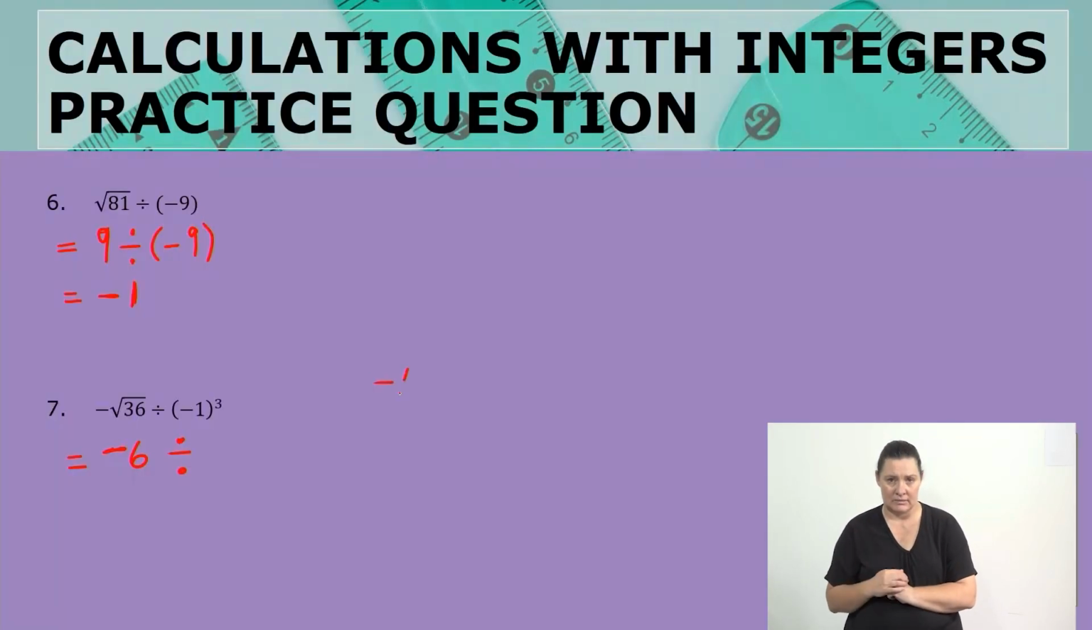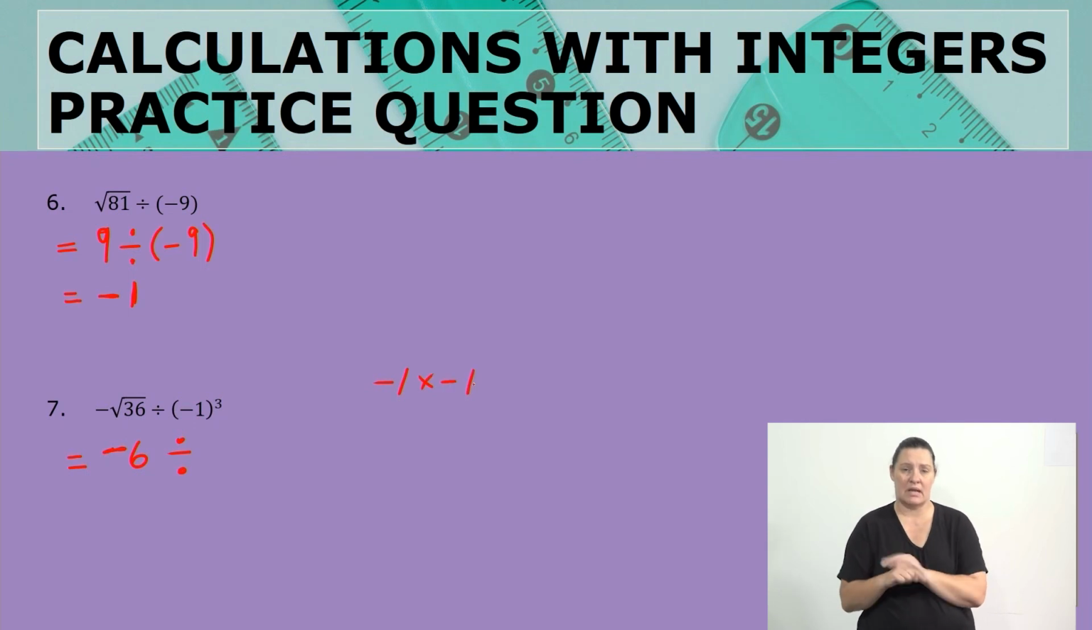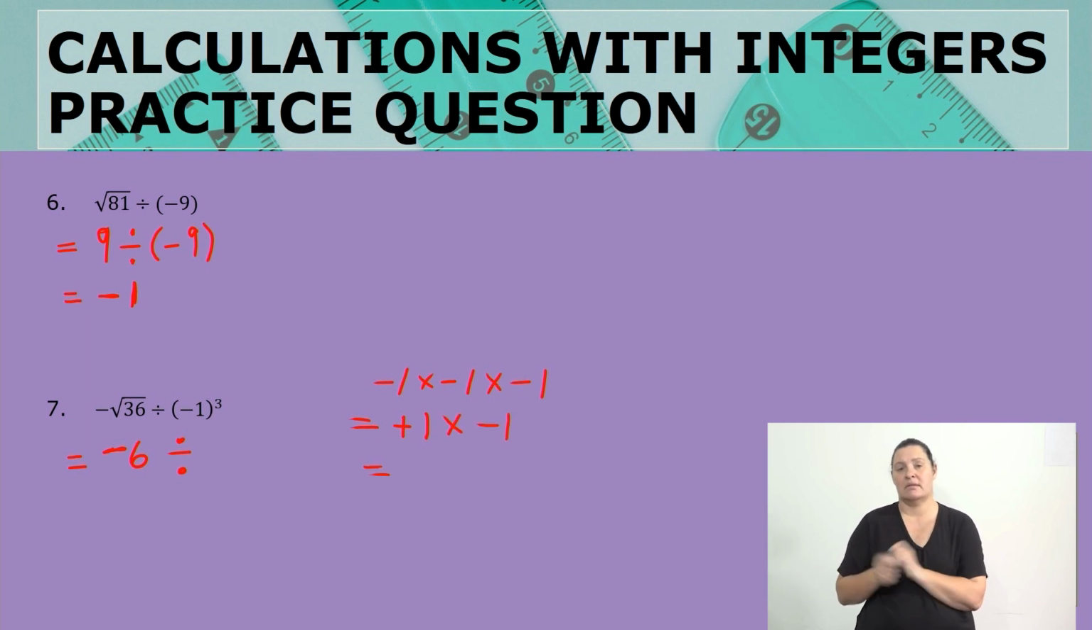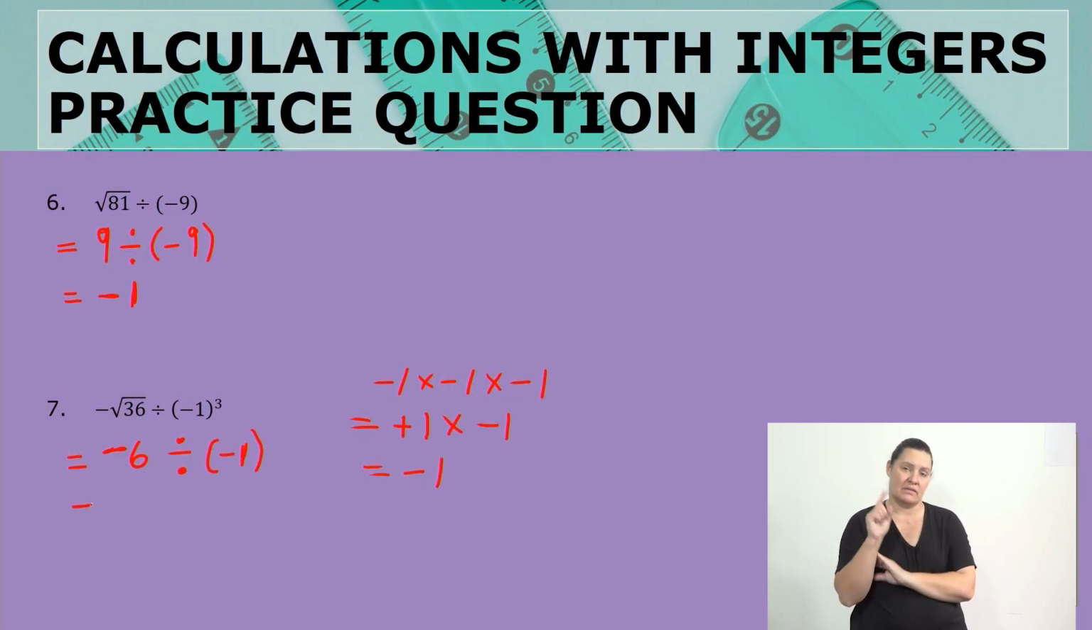It means that we are going to multiply negative 1 by itself twice. This is negative 1 multiplied by negative 1 multiplied by negative 1. Remember, we are going to start with the first two, which is a negative and a negative, giving us a positive 1. And when we multiply with that negative 1, that is going to give us an answer of a negative 1. So here we are dividing with a negative 1.